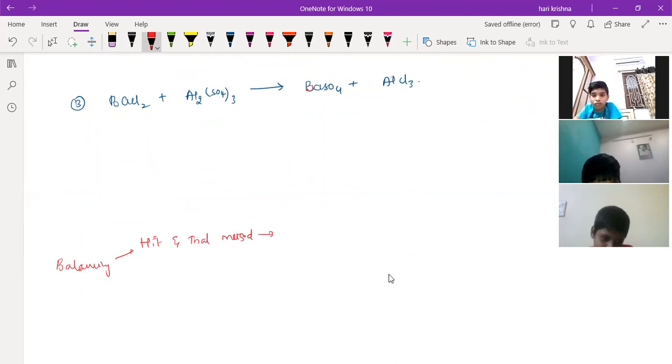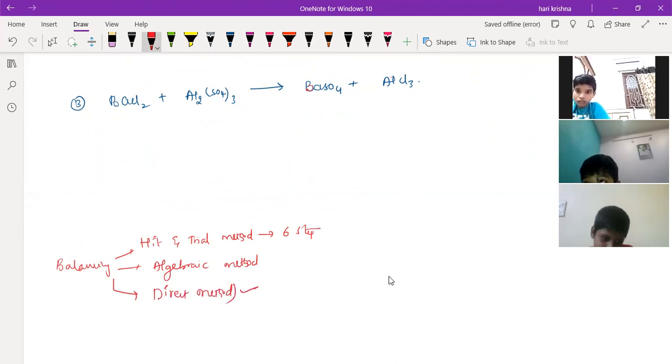So in the hit and trial method, there are 5 to 6 steps to balance the equation. Next one is the algebraic method. This is the shortest method to balance the equation. Right now, what I am doing is the direct method. By seeing the chemical equation and the number of atoms on the reactant side and the number of atoms on the product side, we are balancing the equation. So that is a direct method. The hit and trial and algebraic methods are completely different.